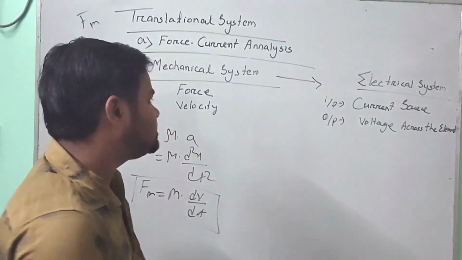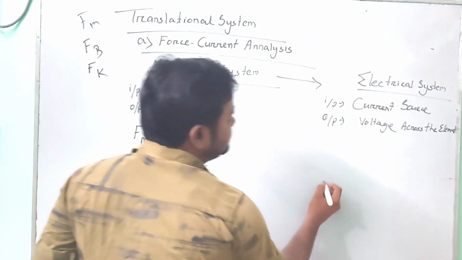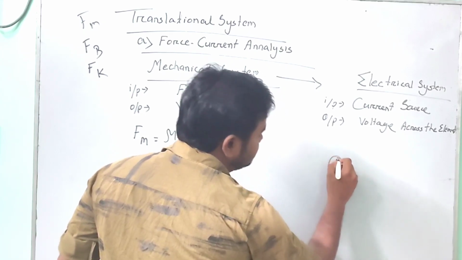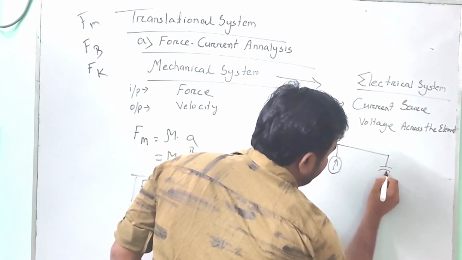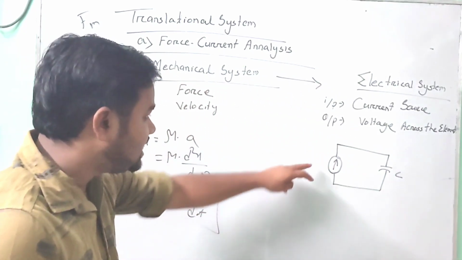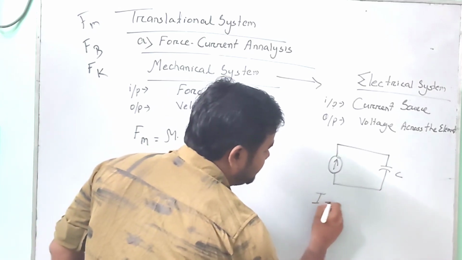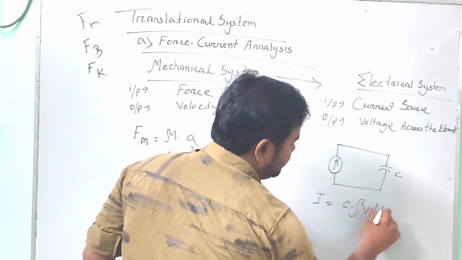In the electrical system, the input is the current source and the output is the voltage. Here the voltage is across the capacitor element. The element here is the capacitor. That means the current I is equal to C into dV by dt.